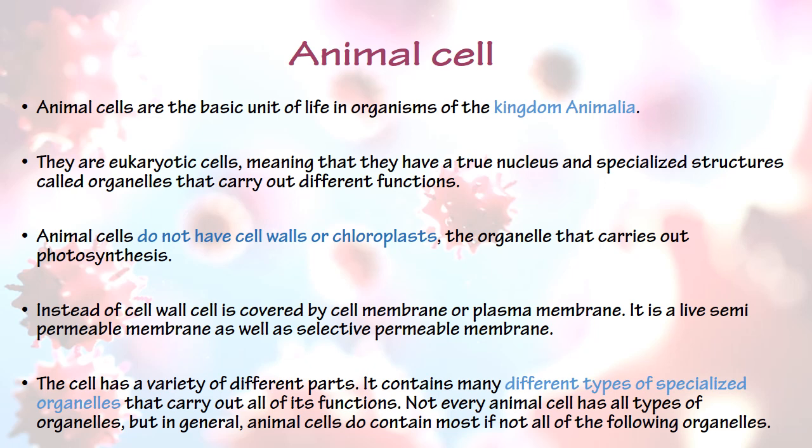The cell has a variety of different parts. It contains many different types of specialized organelles that carry out all its functions. Not every animal cell has all types of organelles, but in general, animal cells do contain most, if not all, of the following organelles.